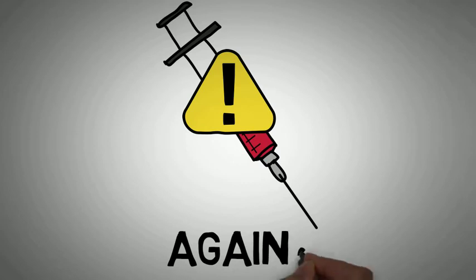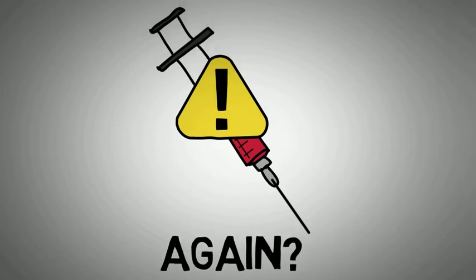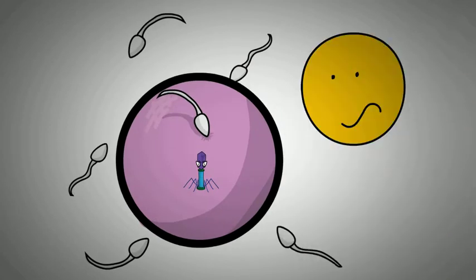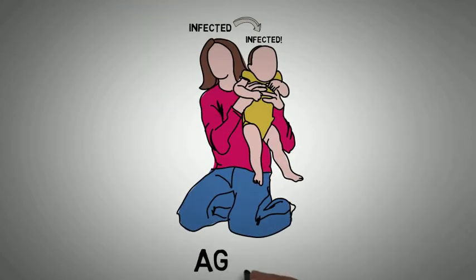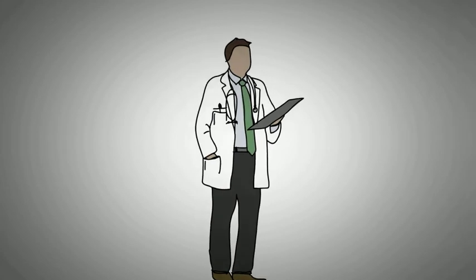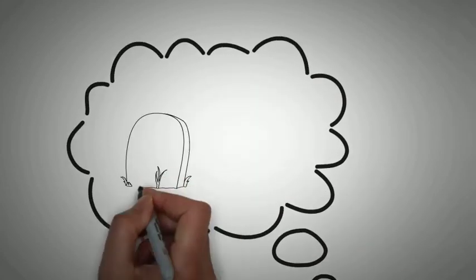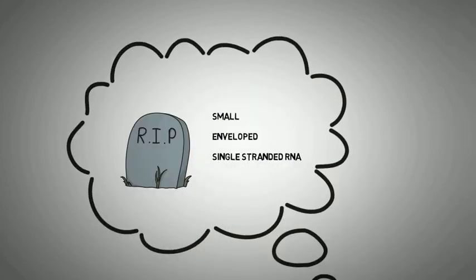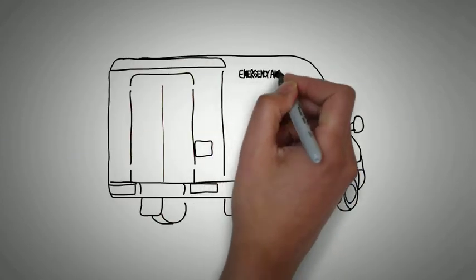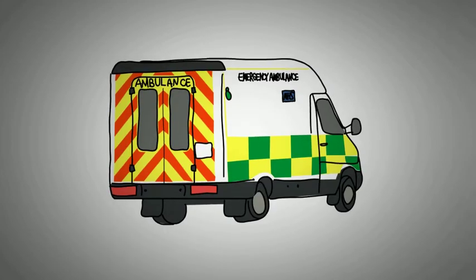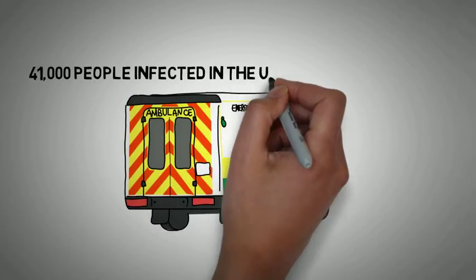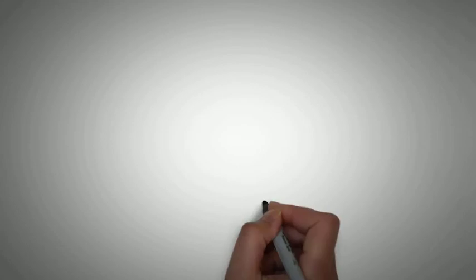The most common way people become infected is by sharing drug paraphernalia, such as needles and straws. People can also get hepatitis C from unprotected sex with an infected partner, and it can be passed from an infected mother to her unborn baby. Hepatitis C is the most serious type of hepatitis and is a small, enveloped, single-stranded, positive-sense RNA virus. It's now one of the most common reasons for liver transplants in adults each year, and infects more than 41,000 people in the United States alone.